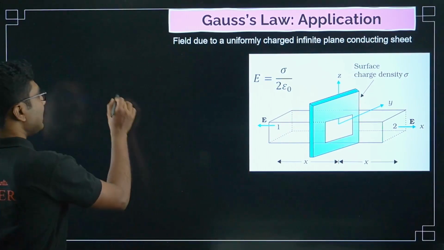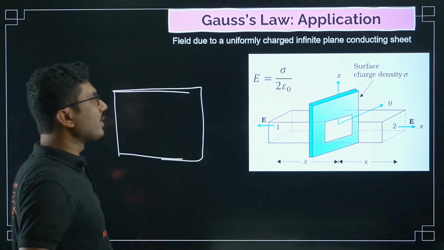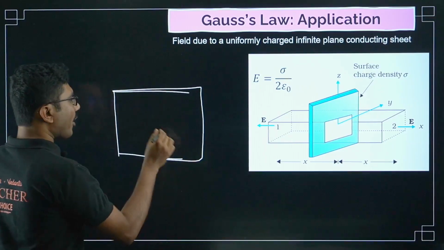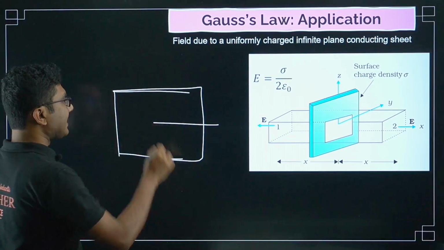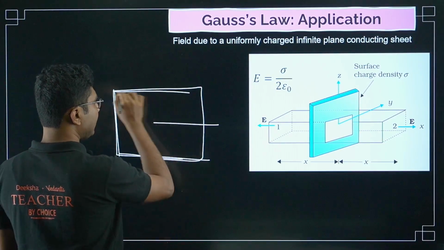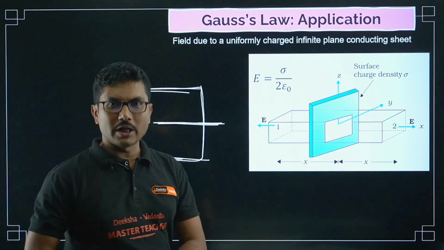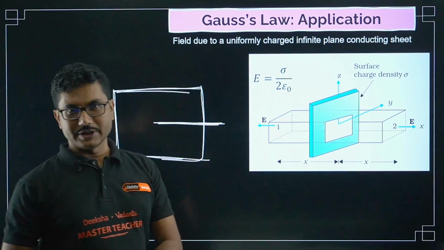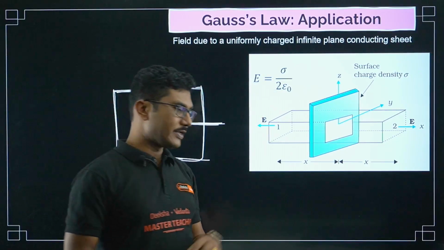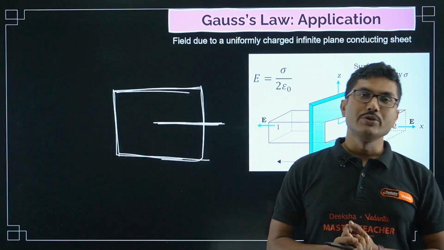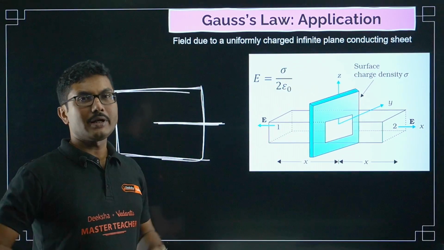So in case this is a finite sheet, you can apply this formula if the point is very close to the surface. That means the distance that we are considering is small compared to the size of the sheet. Physics basically taught you how to use approximation, how to approximate complex things into simpler values.